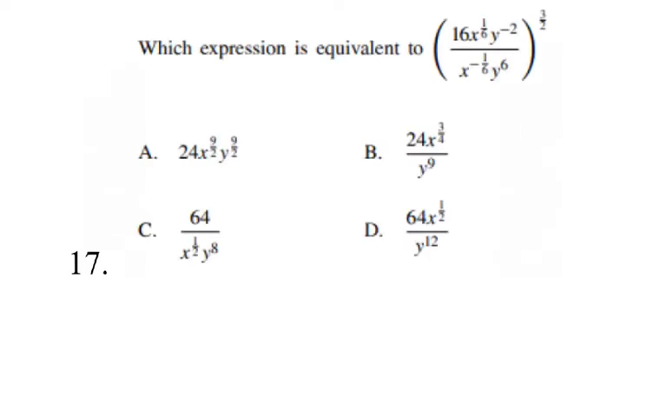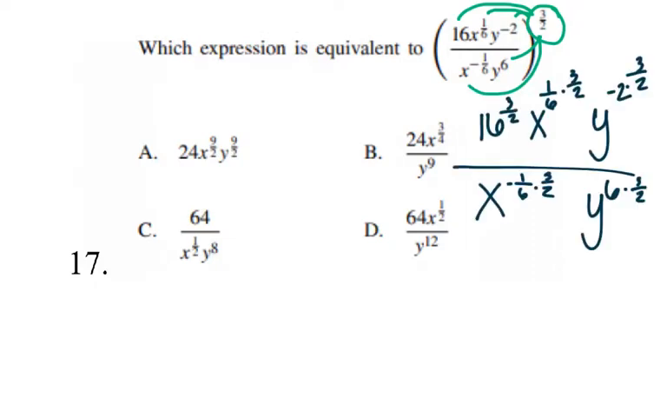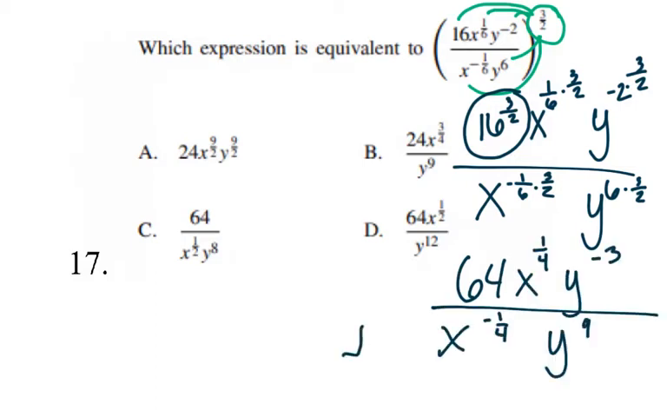Okay. Alright, so this one, we may have even done it in our notes, but this is a released EOC problem. So the first thing that we're going to do is distribute this 1/2 to everything in the parentheses. I don't know why my pen isn't working. Okay, so I'm going to rewrite this. Okay, and now I'm just going to start simplifying. So 16 to the 3/2 power is 64. And then I'm going to start multiplying the exponents.